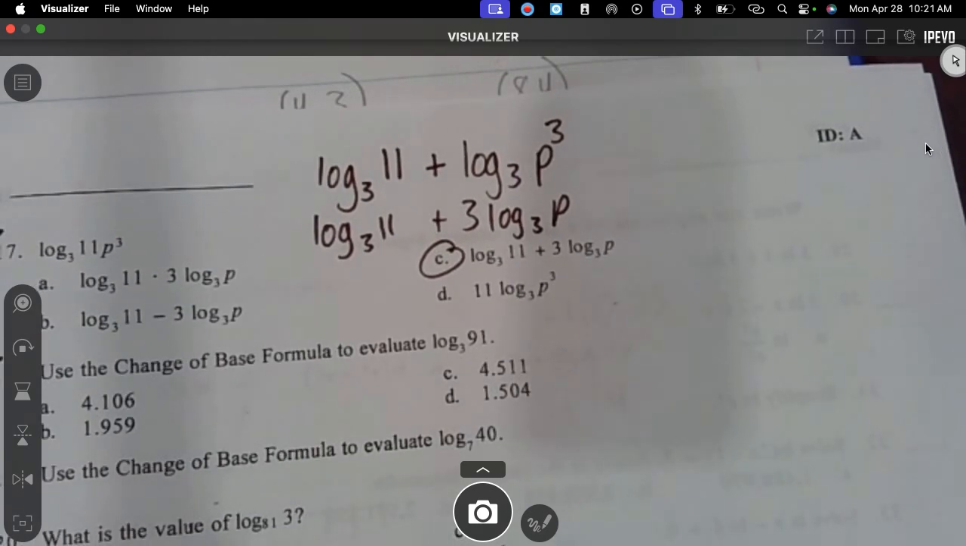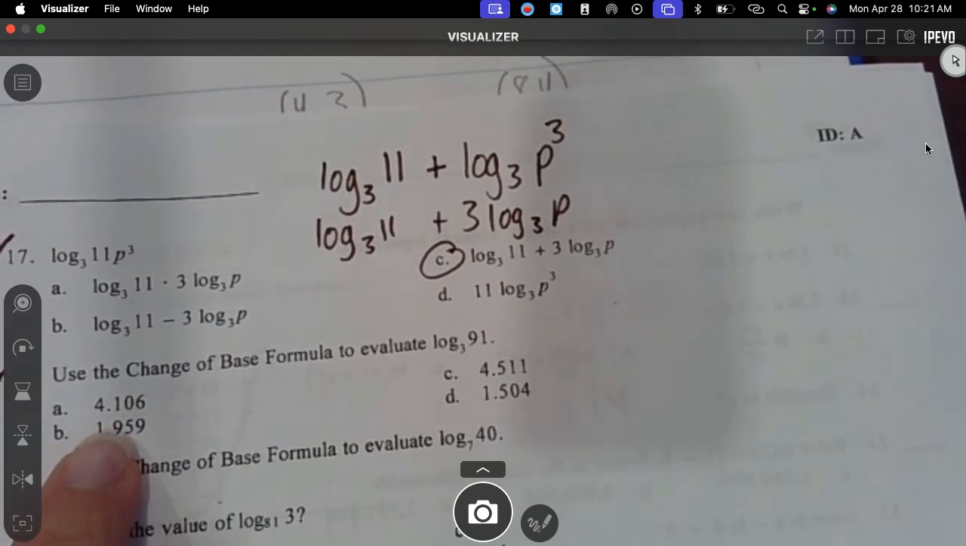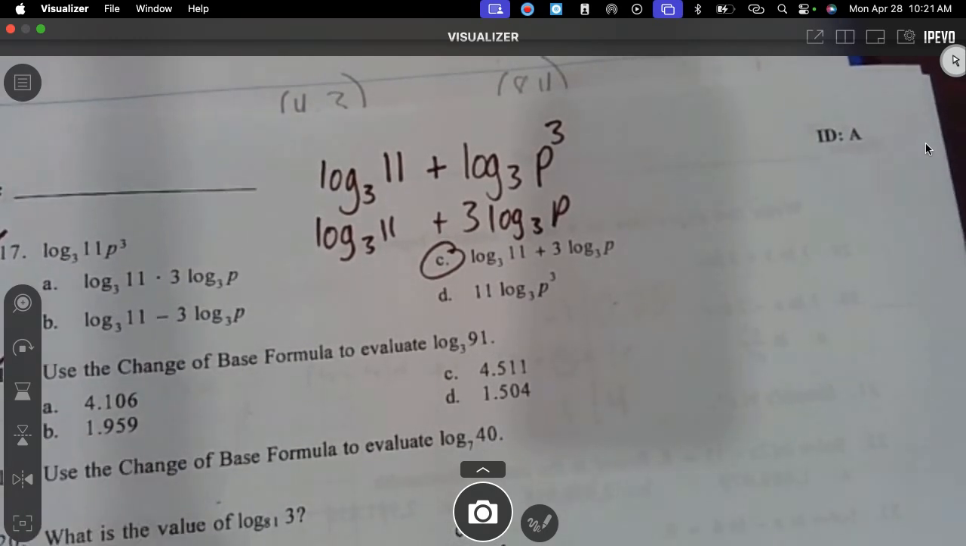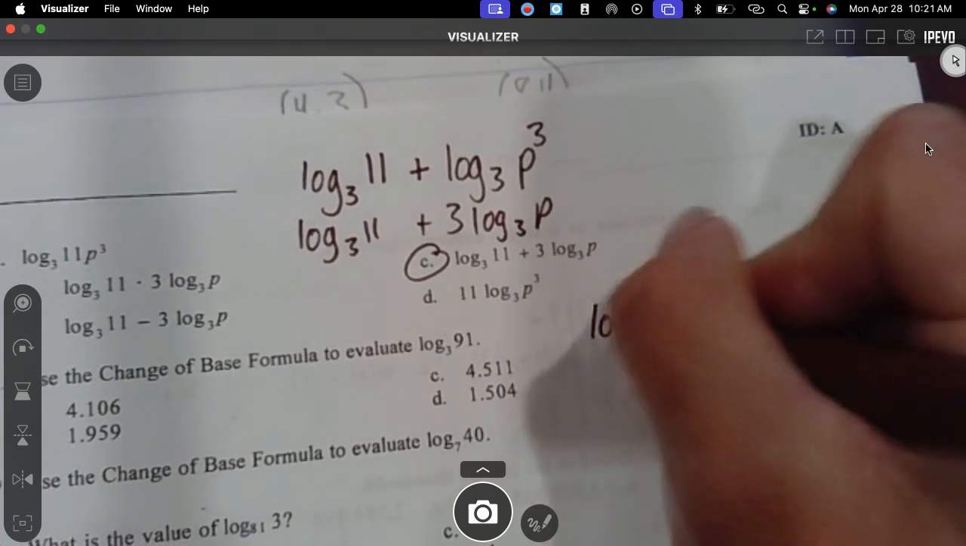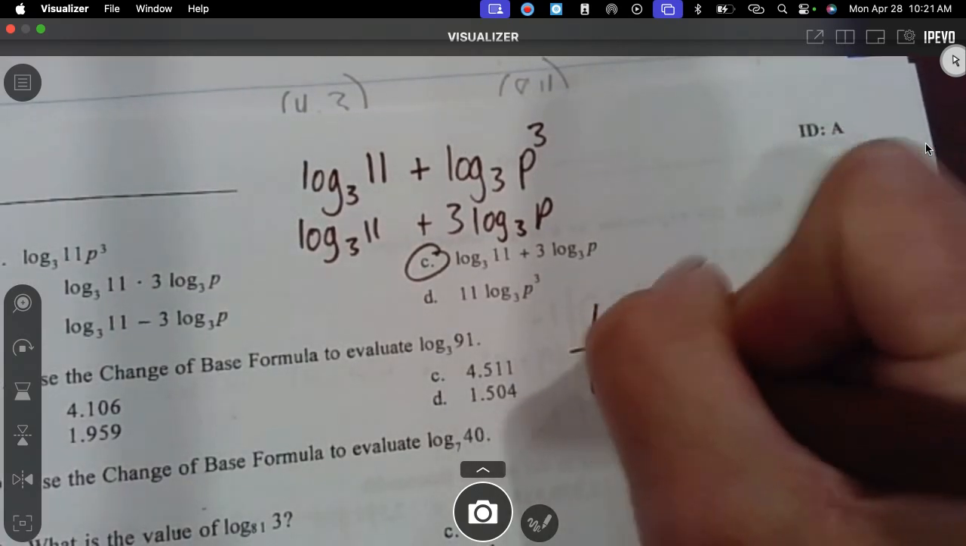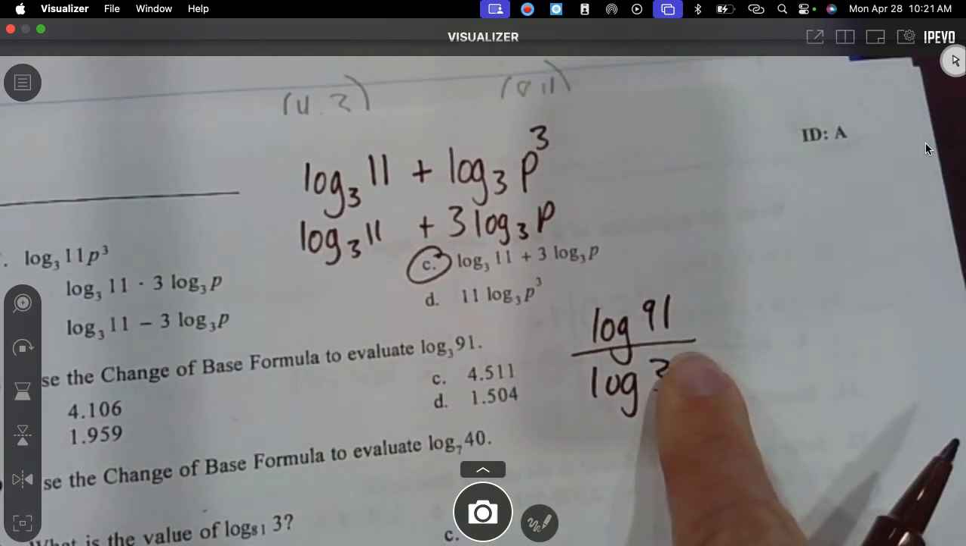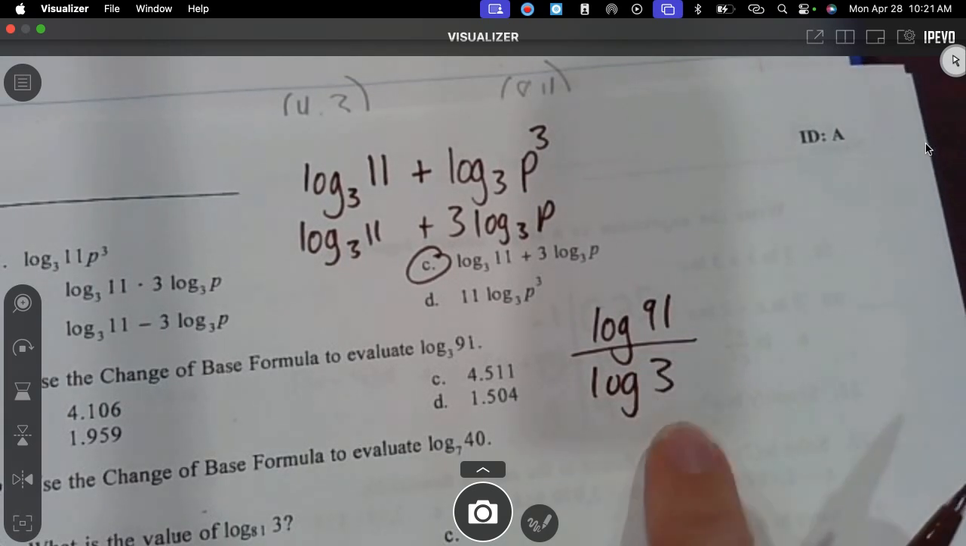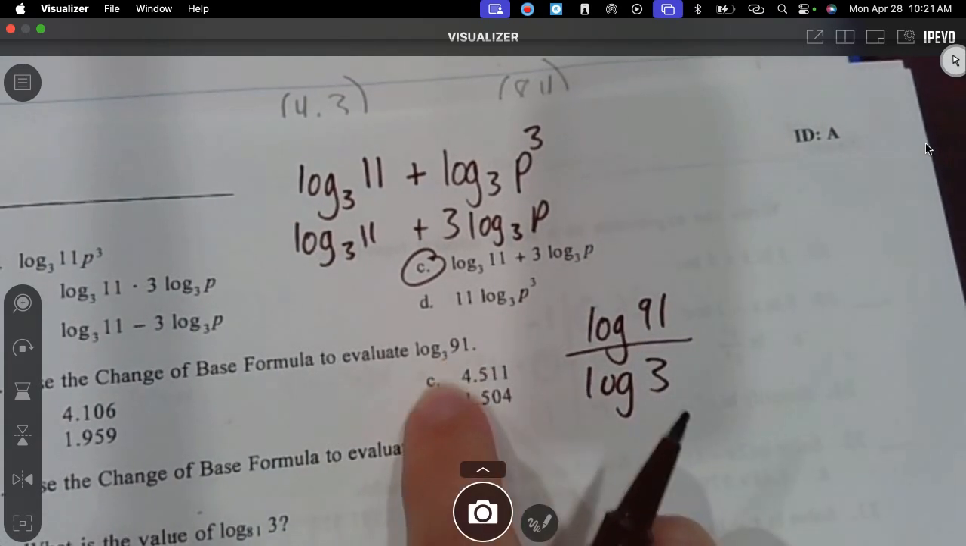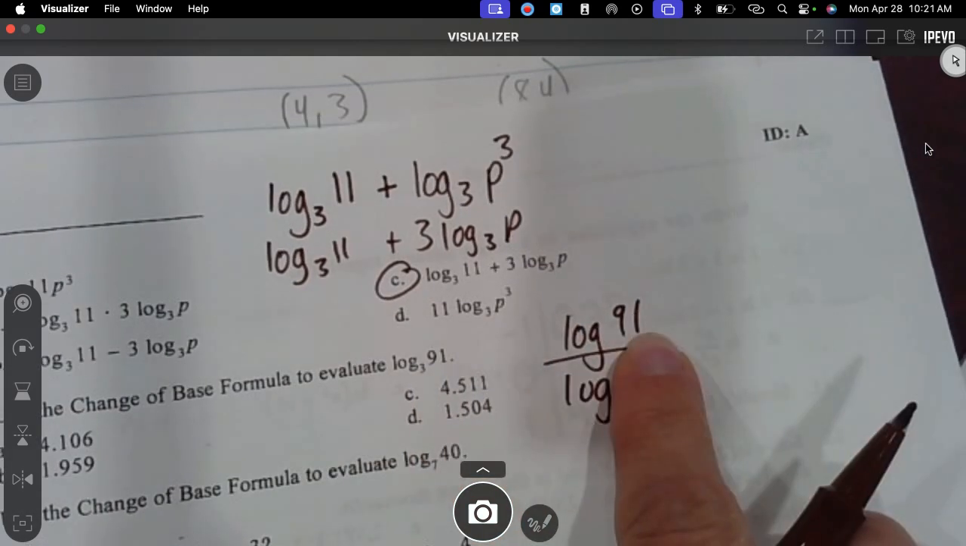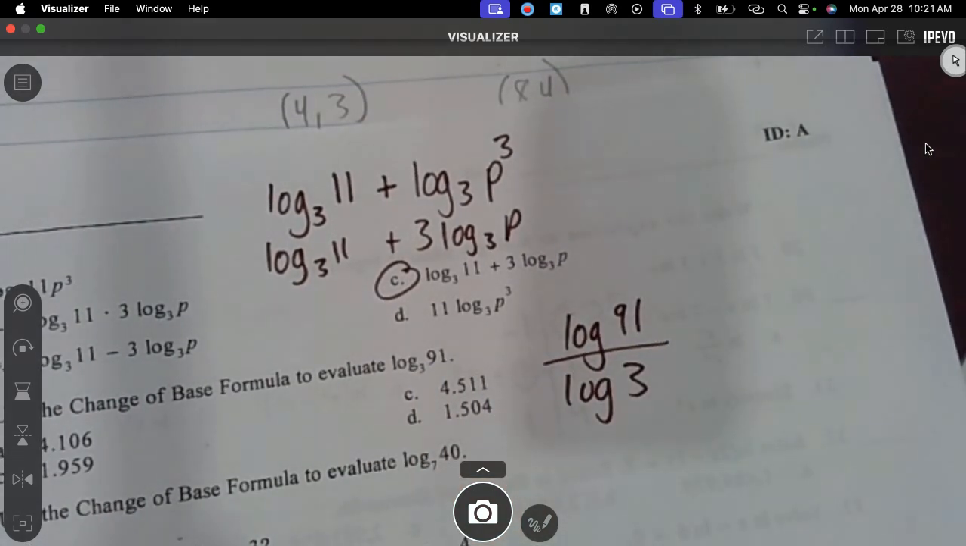And I get 4.106. A, which is correct. I wanted to make sure before I told you. Change of base, you just do the big number, not by size. I don't mean that 91 is bigger than 3. I mean it's not the base. You do the actual number over the base. And that's the change. You can just type it in. And it's also A.